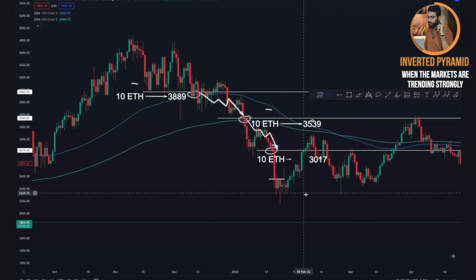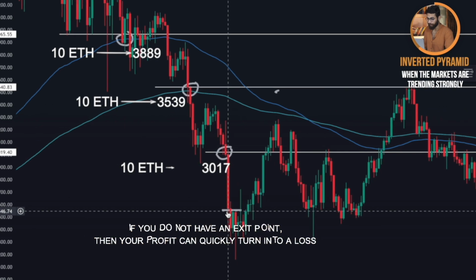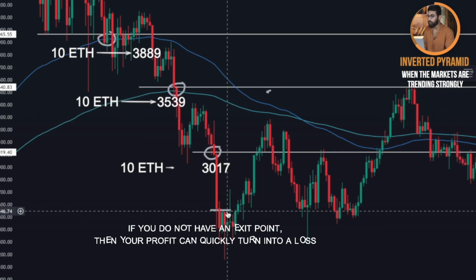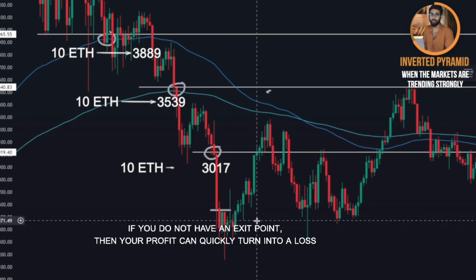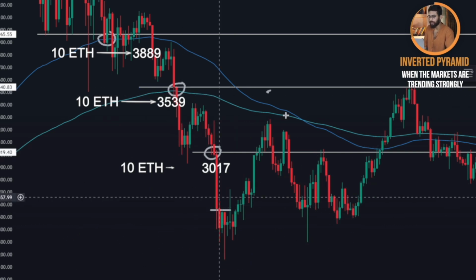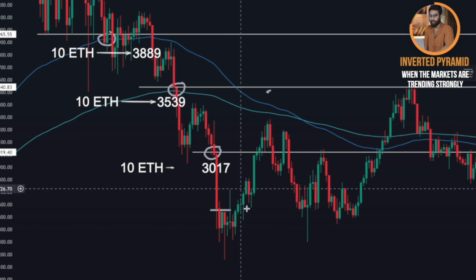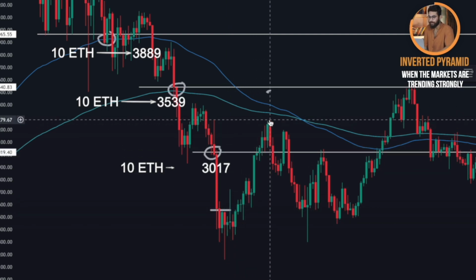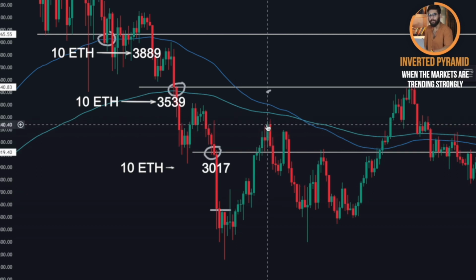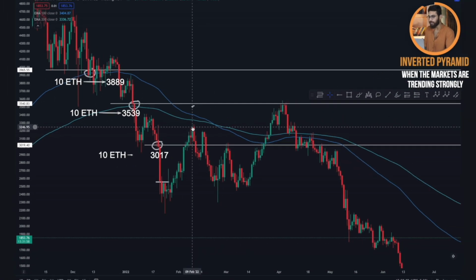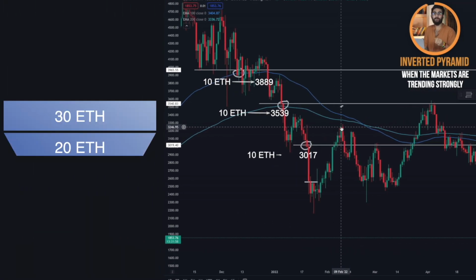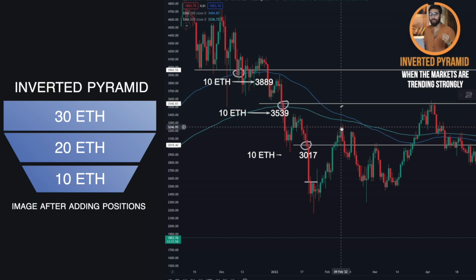The problem is if you do not have an exit point, then your profit can quickly turn into losses as it happened here. Like let us say you compounded all this amount and then you do not know where to exit. What are you going to do in such a case? You'll obviously wait for some time. But as soon as the price turned even a little bit, like it happened here, your profits will quickly disappear and turn into loss. And now if you see what kind of diagram the adding of units creates, it is creating an inverted pyramid.